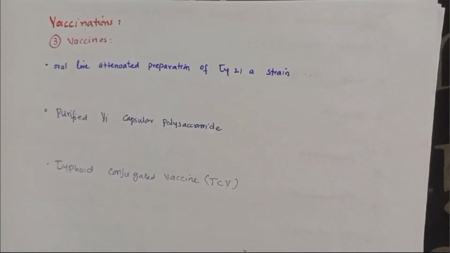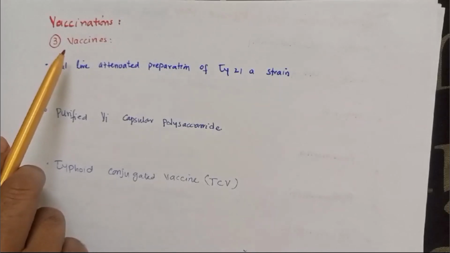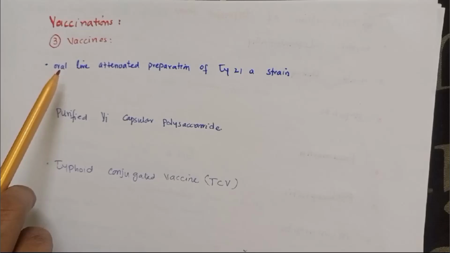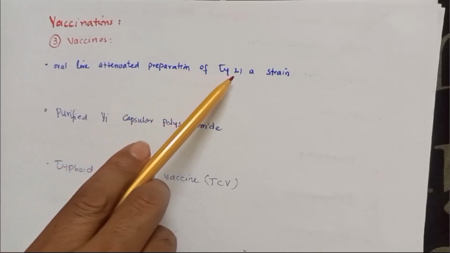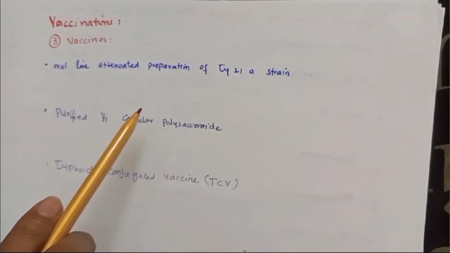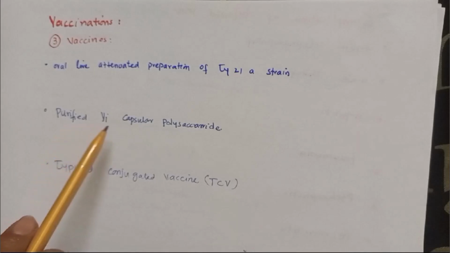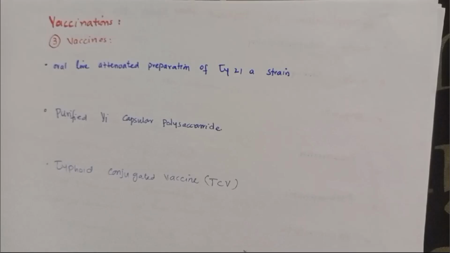Now we will discuss the different vaccines. There are three types of vaccine we often advise to prevent typhoid fever. The first vaccine is the oral live attenuated preparation of Ty21A strain vaccine. The second category of vaccination is purified Vi capsular polysaccharide. And in the third category, typhoid conjugate vaccine, TCV.